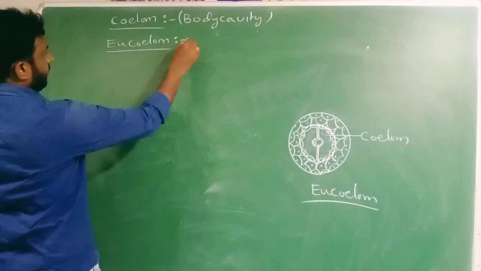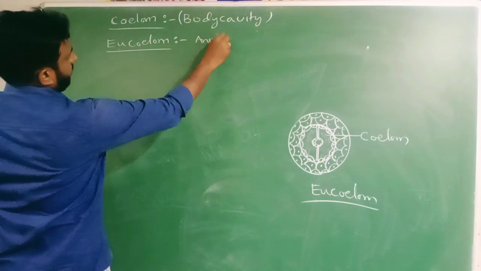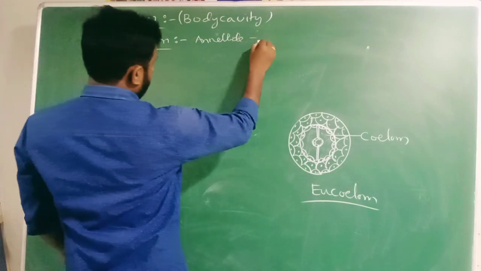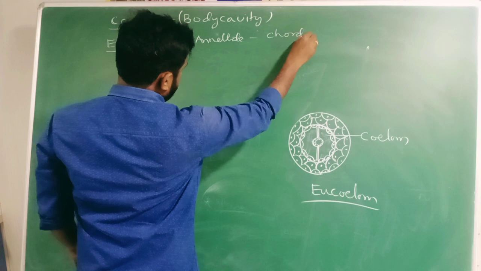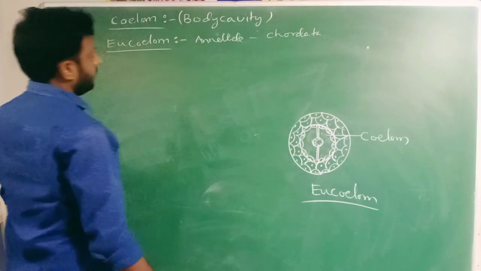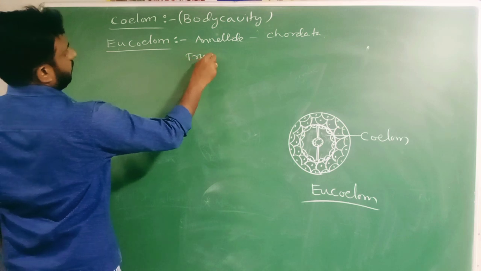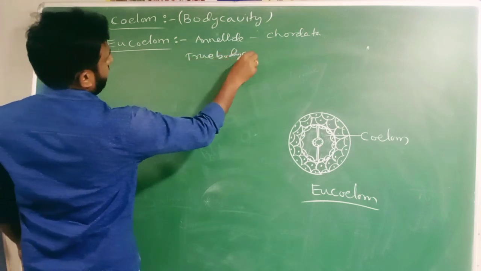Eucoelomates start from Annelida, Arthropoda, Mollusca, Echinodermata, Hemichordata, up to Chordata. Up to chordates are eucoelomates. Eucoelom means true body cavity.